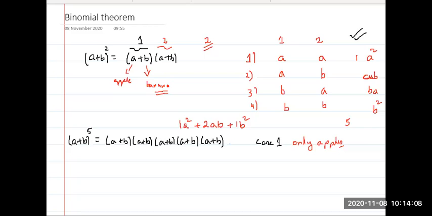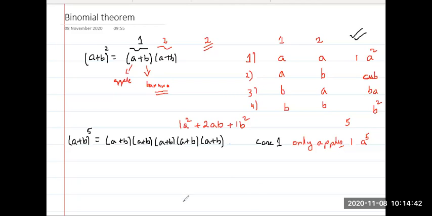Now, in how many ways you can do that? Five apples, one way only, because you have only one option. Yes or no? You have to choose apple from this as well as this as well as this as well as this as well as this. So you have to choose apple from all the baskets. You have only one option, so one option for all the apples. Got it? Yes or no?